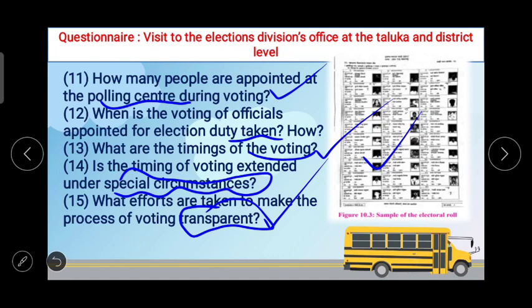So, here in this topic, one thing which is very important to understand is that the field trip is an important method of geography. To understand any particular concept, it is very important to visit that place and to collect information from the authorized person.